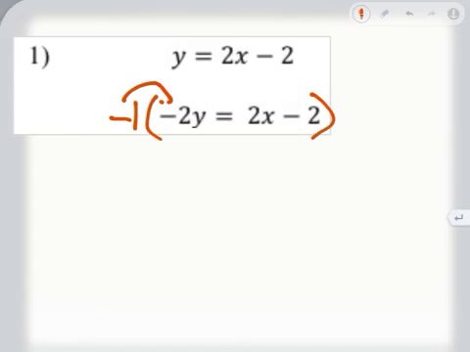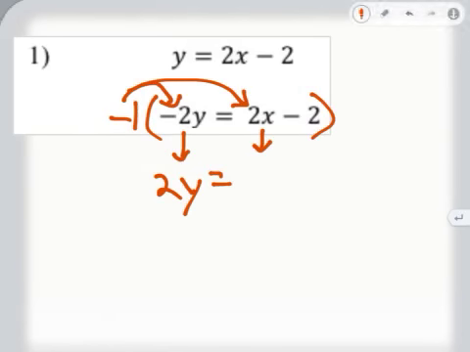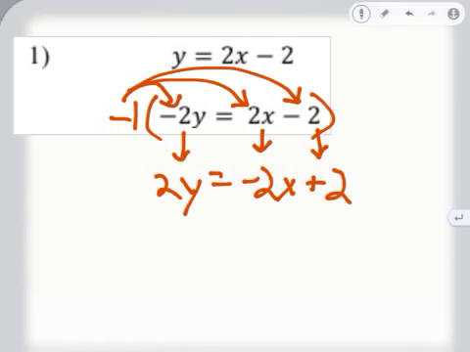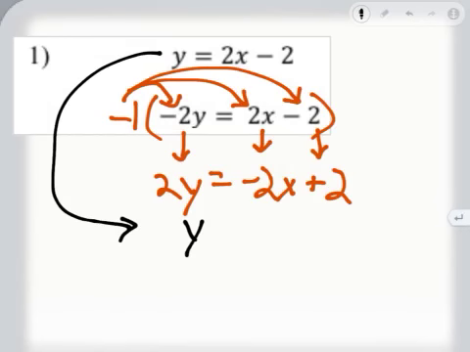So I'm going to use the distribution property. I've got negative 1 times a negative 2y is a positive 2y, and then a negative 1 times a 2x is going to be a negative 2x, and then a negative 1 times a negative 2 is going to be a positive 2. So now I'm going to bring this first equation back down here and line them up, and you'll see what's going to happen. We have y equals 2x minus 2.